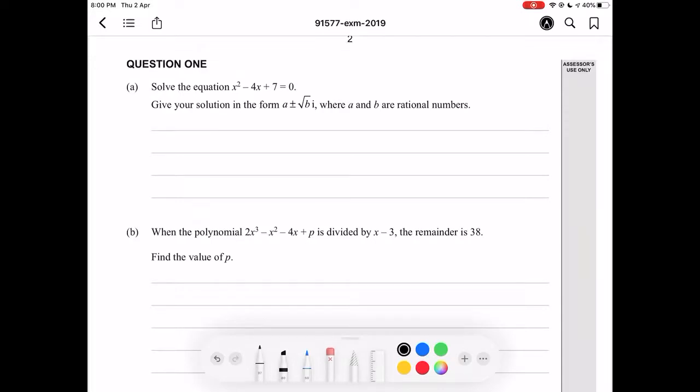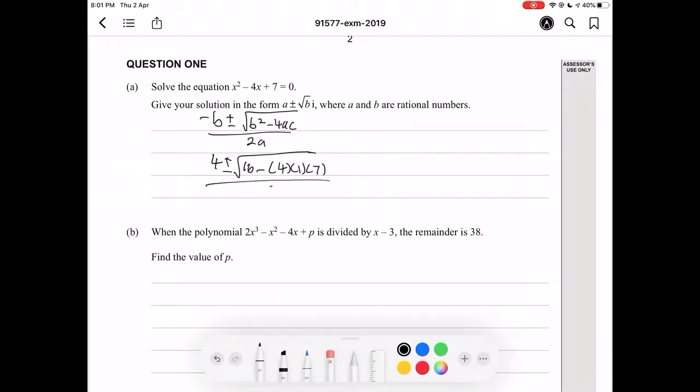So that's negative b plus or minus square root of b squared minus 4ac, divided by 2a. In this case, negative 4 is your b value, your a value would be 1, and your c value would be 7. So we just need to plug those numbers in. Negative b would be negative 4, which is 4, plus or minus square root of 4 squared, which is 16, minus 4 times 1 times 7, divided by 2a, which is 2.